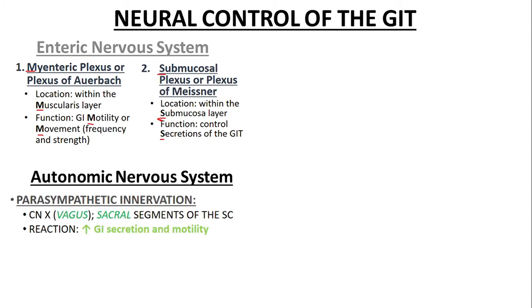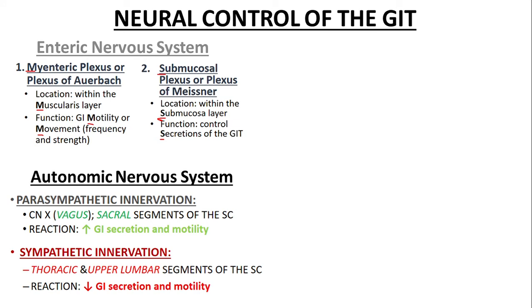So under the autonomic, you have your parasympathetic, which is through CN10, the vagus nerve, and the sacral segments of the spinal cord. So the action would be to increase secretion and motility. For the sympathetic innervation, this is found in the thoracic and upper lumbar segments. Its reaction would be to decrease GI secretion and motility.